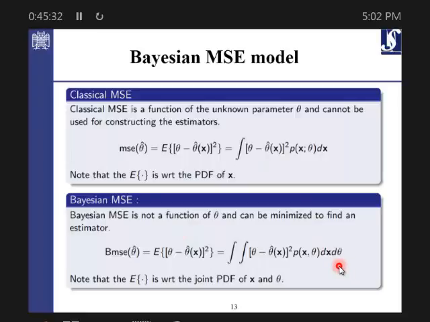The only difference is that now theta is also a random variable. Because it's a random variable, here we just had the conditional distribution of x given theta, but here we have x and theta as a joint distribution, and you have to integrate over the theta set of values. So that's the only difference in the definition of MSE between the classical or frequentist case and the Bayesian case.